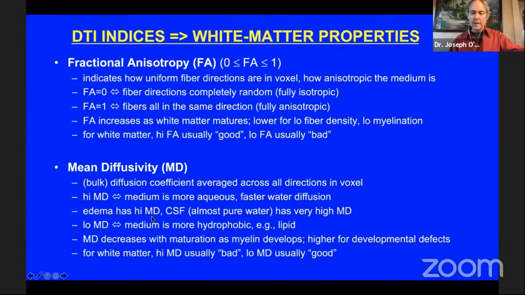High mean diffusivity corresponds to a medium that's more aqueous, more water-like, that has faster water diffusion. So edema has high mean diffusivity. CSF, which is almost pure water, has very high mean diffusivity. Low MD, mean diffusivity, corresponds to a medium that's more hydrophobic, like a liquid, less amenable to passage of water. MD decreases with maturation as myelin develops, and is higher for developmental defects. For white matter, high MD is usually thought of as bad, low MD usually thought of as good.